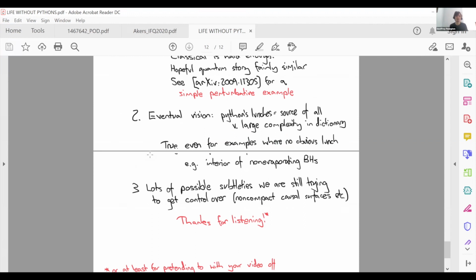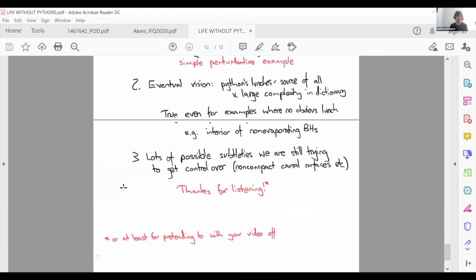So one of them is just interior partners of Hawking pair in the interior of non-evaporating black holes. Another is the one mentioned of Adam Bouland and co.'s construction, where you have shocks that fell in, but you don't know when those shocks were thrown in. There's various situations where you might think something's very complex, but there's no Python's lunch. But actually, if you look hard enough, then you'll find that there is one. And in fact, it gives the right answers for the complexity of those things.